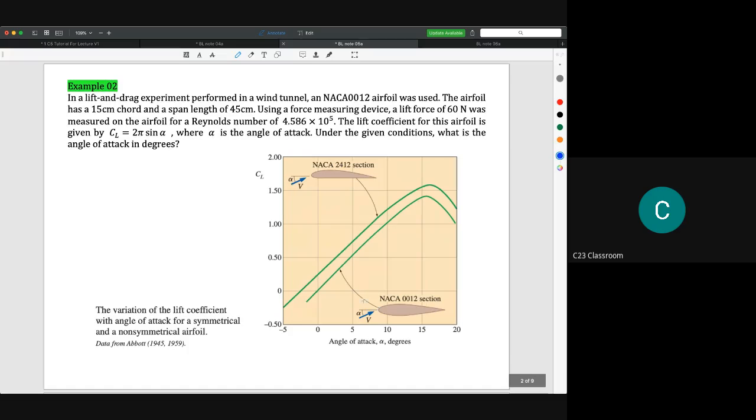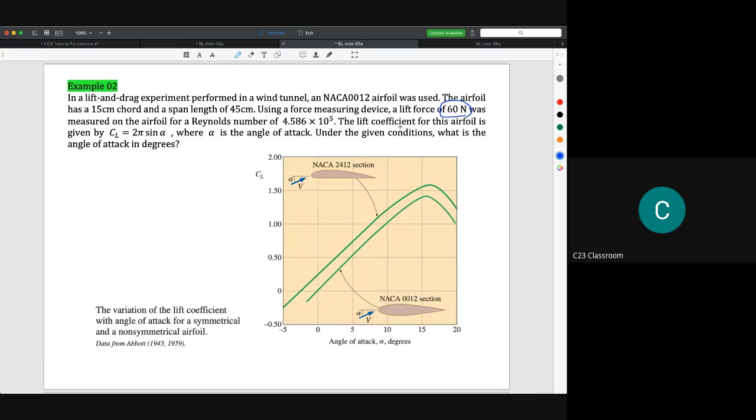And then this is example 2. In a lift and drag experiment performed in a wind tunnel, a NACA 0012 was used. The aerofoil has a 15 centimeter chord and span length of 45 centimeters. Using a force measuring device, a lift force of 60 Newton was measured on the airfoil for a Reynolds number of 4.586 times 10 to the power of 5.